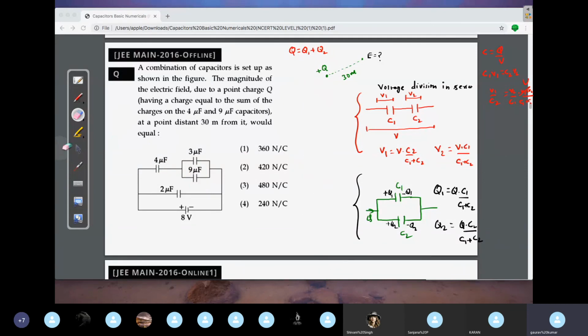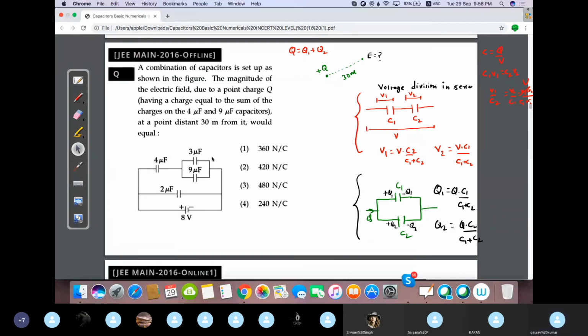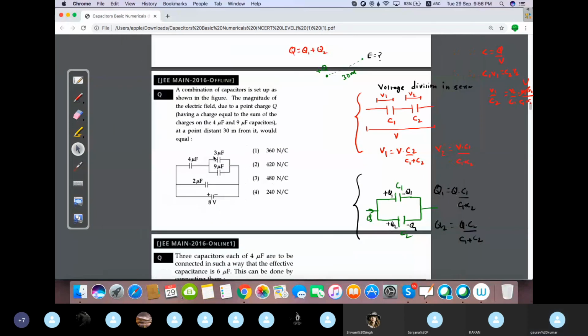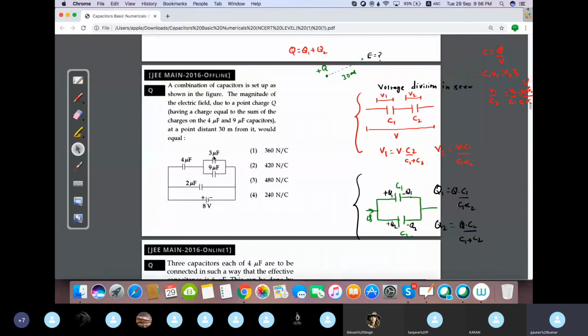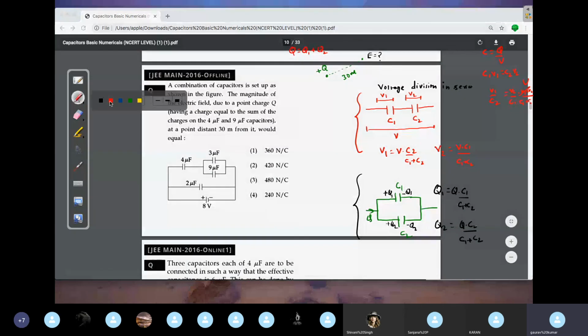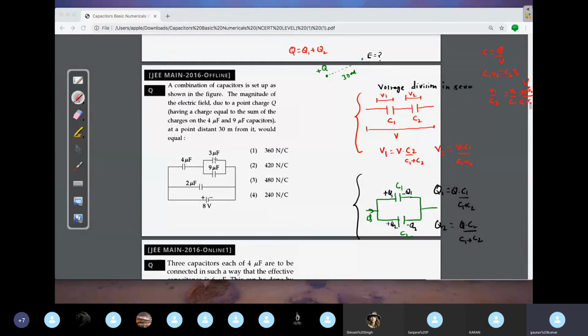Okay, so now let's solve this question. See here now. These two are in series. This is parallel. So what you have here is 4, and here you have 12. So how much voltage will you have? I can write V1. And what supply voltage do you have? You can see supply voltage is 8. So how much will you have here?